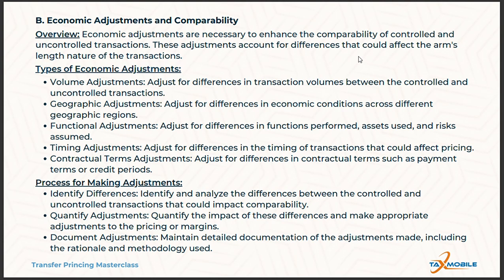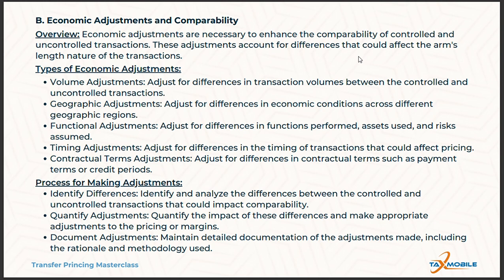Geographic adjustment takes into consideration the economic differences between countries or regions. Market conditions, consumer purchasing power, and regulatory environment can vary significantly, necessitating adjustment. For example, selling the same product in Nigeria and Germany, that means you are looking at West Africa and Germany, which is in Europe, may require different pricing strategies due to differences in economic development and consumer behavior.